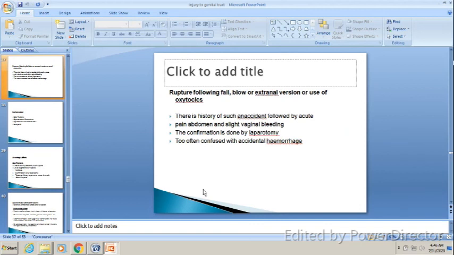Rupture following fall, blow, external version or use of oxytocin. There is a history of such an accident followed by acute pain in abdomen, slight vaginal bleeding. Confirmation is done only by laparotomy and too often confused with accidental hemorrhage.